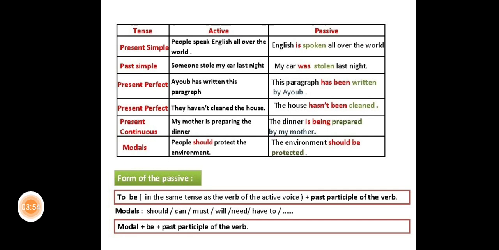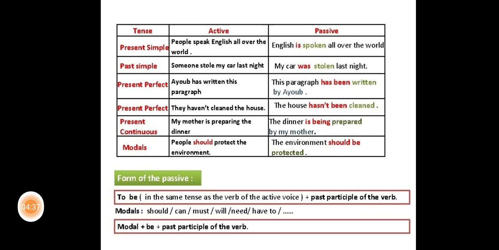Second sentence. Someone stole my car. With the subject, someone. Verb, stole. Object, my car. What is the passive? Object, verb be, verb past participle. We start with the object, my car. The verb to be, was. Why is it was? Because it is past, not like is in the present, because this is past simple. Stolen last night. So my car was stolen last night. All right. Present perfect. Ayub has written his paragraph.